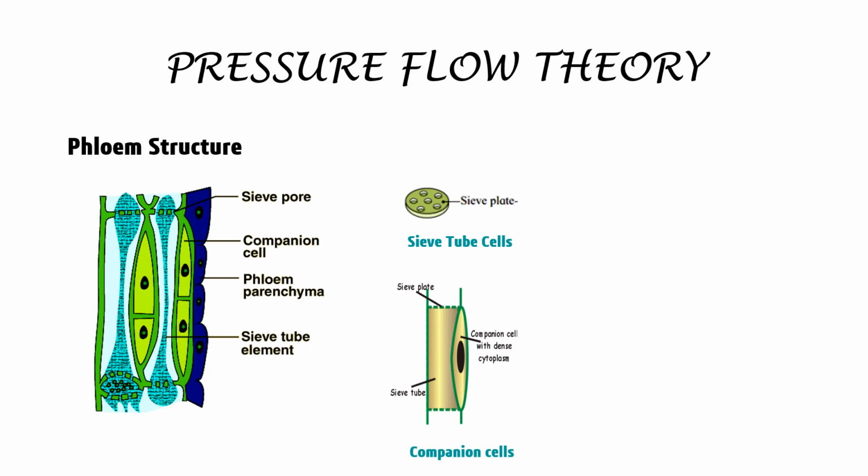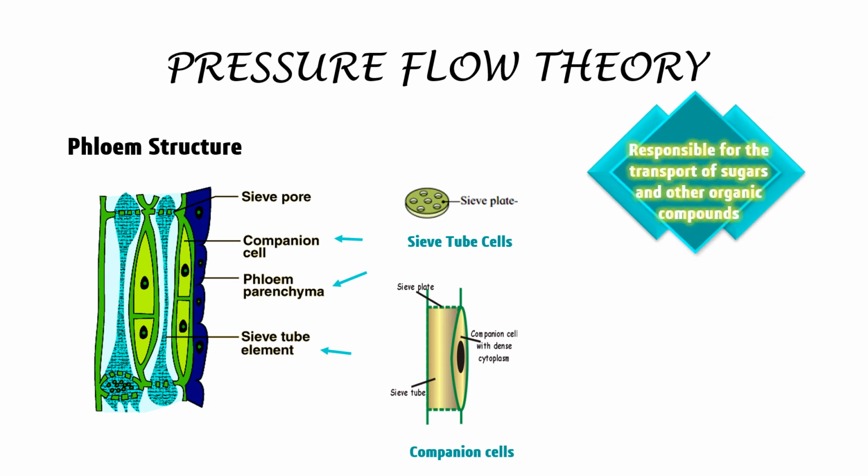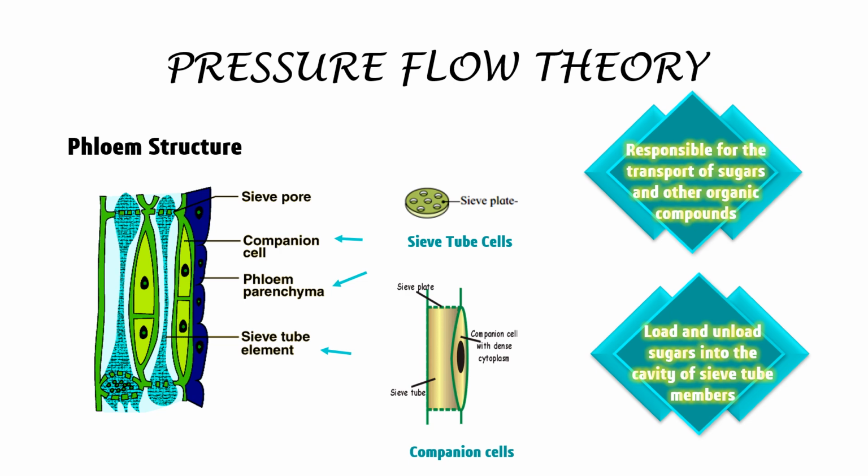Now, let us discuss the structure of phloem tissue, as it is the component of great significance in pressure flow theory. Phloem tissue is composed of sieve tube cells, companion cells, and parenchyma cells. Sieve tube cells contain sieve plates and are responsible for the transport of sugars and other organic compounds, whereas the companion cells are responsible for loading and unloading sugars into the cavity of sieve tube members.